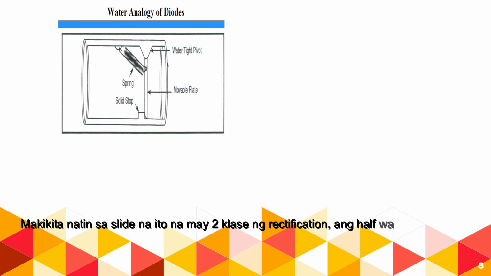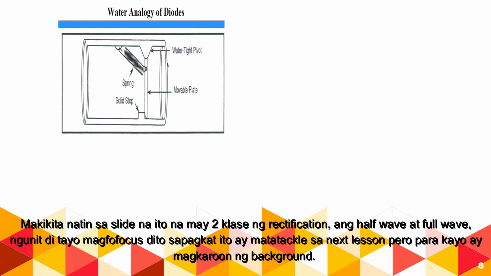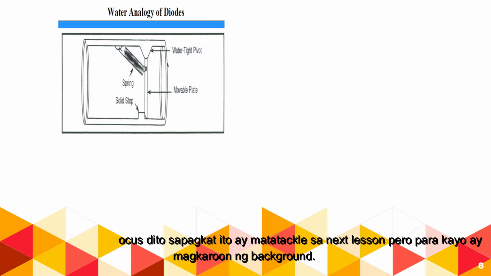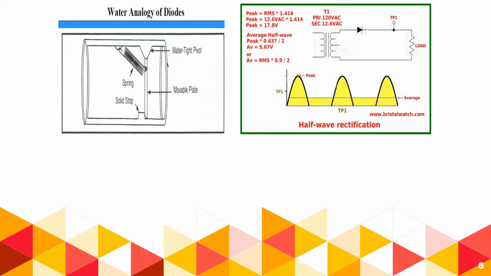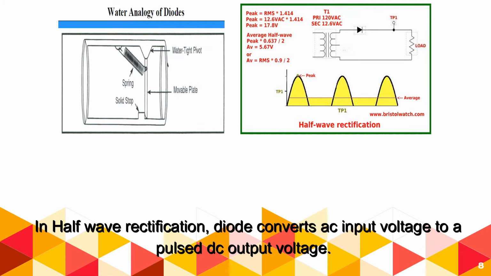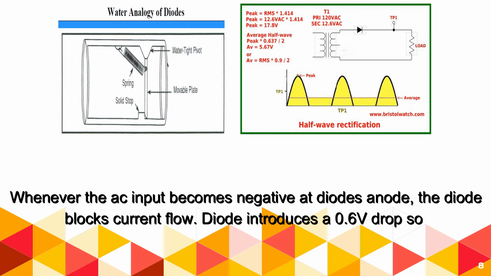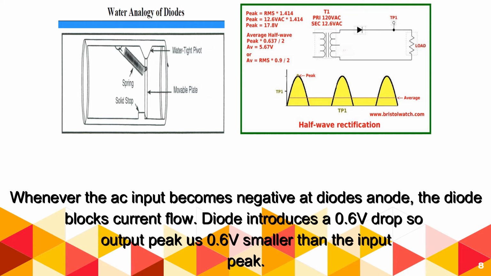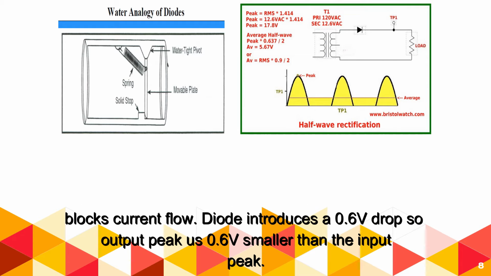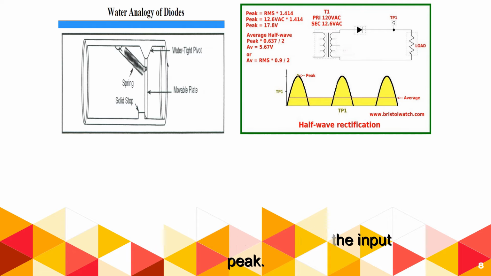Makikita natin sa slide na ito na may dalawang klase ng rectification, ang half-wave at full-wave. Ngunit di tayo magpo-focus dito sapagkat ito ay tatalakayin sa next lesson. Pero para kayo ay magkaroon ng background, in half-wave rectification, diode converts AC input voltage to a pulse DC output voltage. Whenever the AC input becomes negative at diode's anode, the diode blocks current flow. Diode introduces a 0.6 voltage drop, so output peak is 0.6 voltage smaller than the input peak.